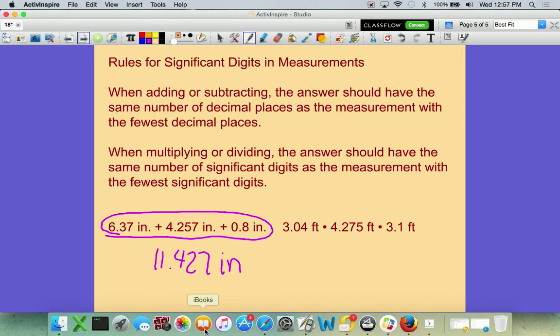When we come over here and multiply, you're doing the same thing. Get me the exact answer here. So our exact answer is 40.2876 feet cubed. Remember, it's feet cubed because we've got 1, 2, and 3 of them. We're multiplying them together here. We didn't do that over here because we're adding them together.